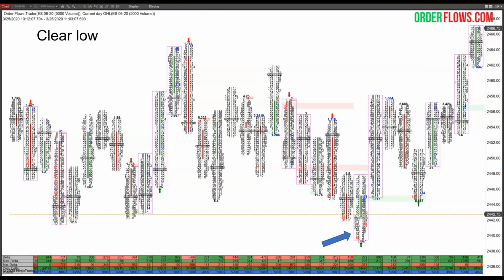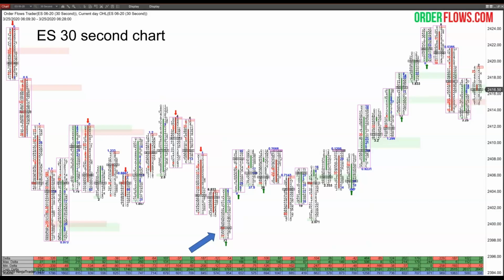This is a nicer one. This is a clear low, even though it's just sort of been going sideways, sideways, sideways, but you did break and make a nice clear low. Then you got your multiple buying imbalances, and then the next bar rallies 10 points.